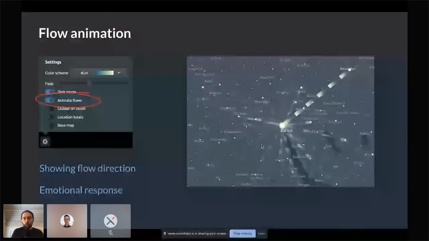But you should be careful with it because, for instance, if you use it for refugees, it can generate an emotional response you don't really want, like we are invaded. Yeah, but that's an option in Flowmap Blue.